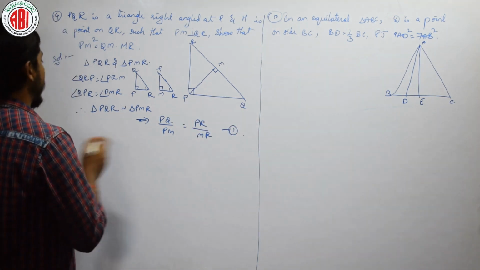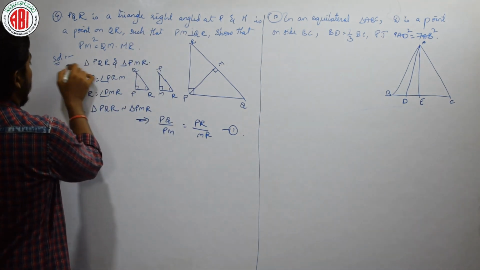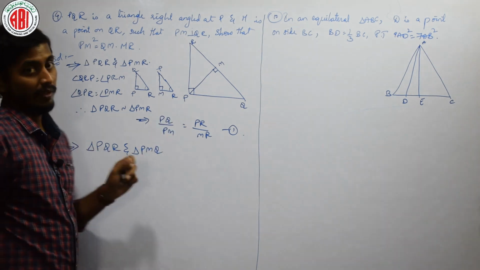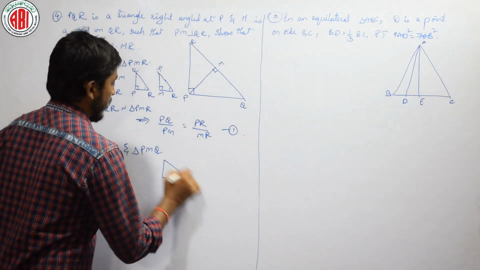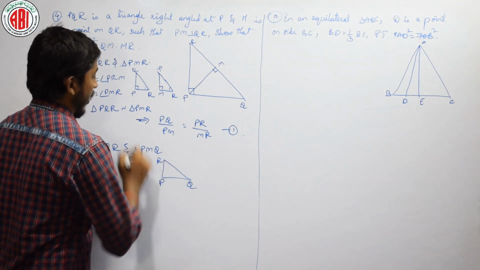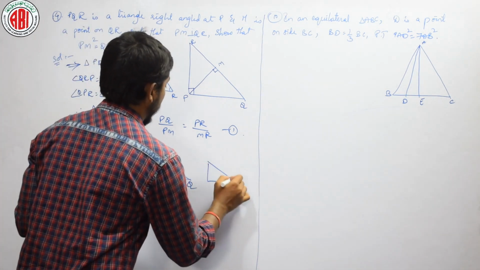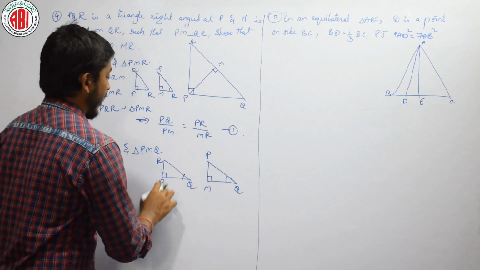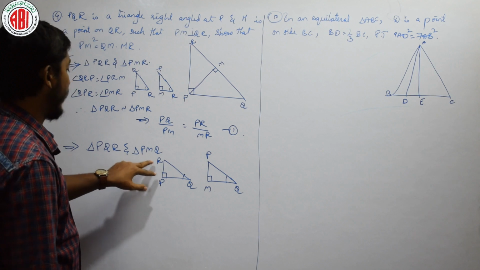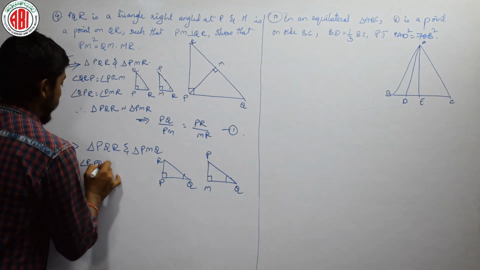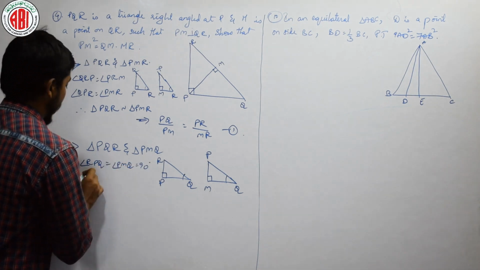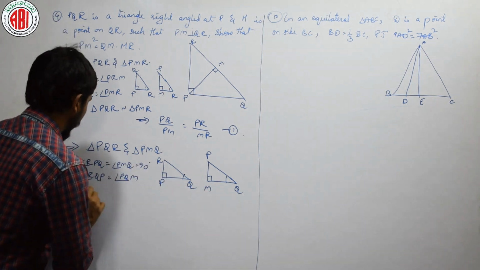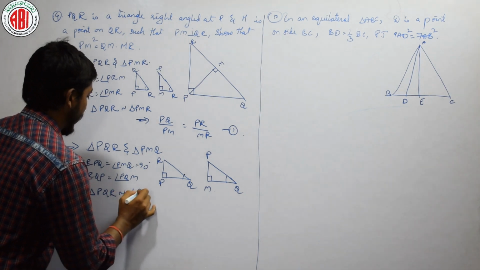Now, let us take the second triangle, that is triangle PQR and triangle PMQ. One is triangle PQR, which is right angled at P, and angle Q is common for both of them, M is right angled and P is also right angled. Again the same thing: angle RPQ is equal to angle PMQ, that is 90, and angle RQP is equal to angle PQM, that is common. Therefore, triangle PQR is similar to triangle PMQ.